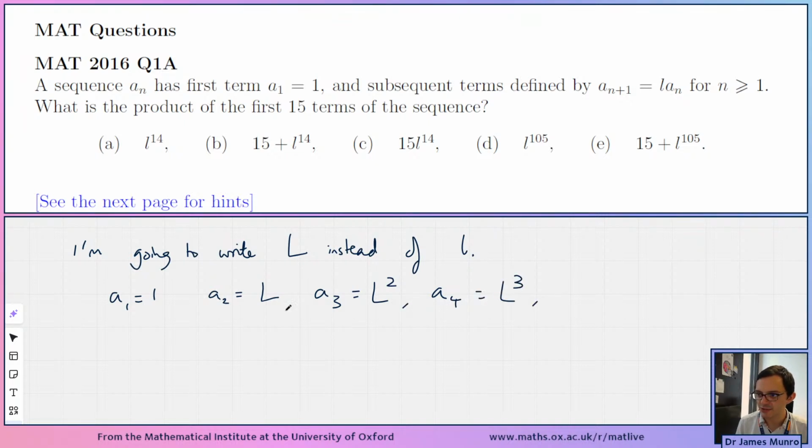I can see a pattern. I mean, it's a geometric sequence, isn't it? In particular, I care about the first 15 terms, and we started at 1, so I care about A15, which is L to the 14.